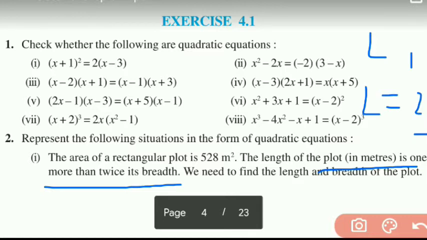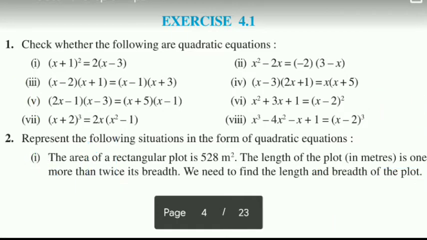Let the breadth be x here. So in place of b we can write x. So breadth is equal to x. So length is equal to 2x plus 1. Simple. Now we will solve what the area is given to us. Area is given to us 528 meter square.